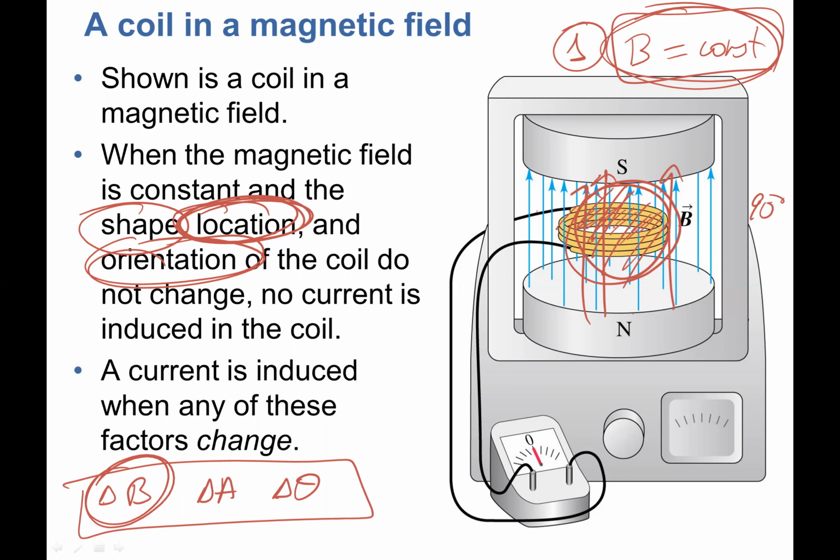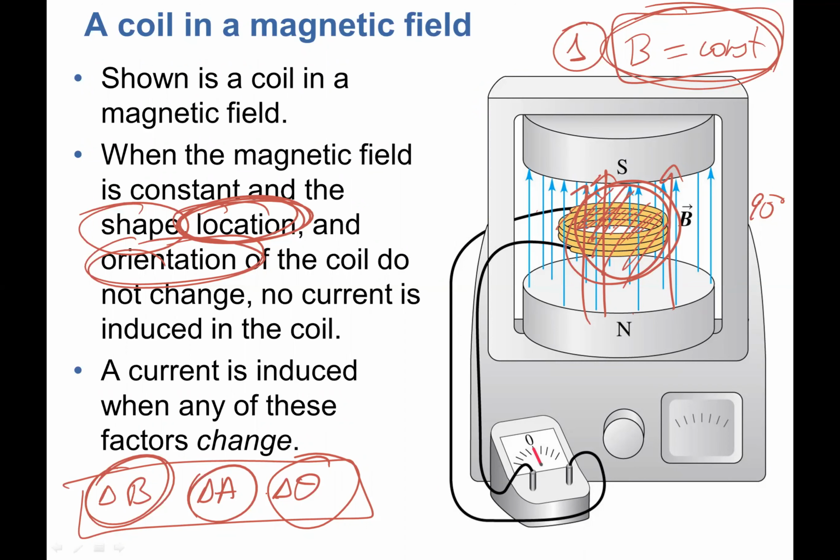changing the location of the coil of wire itself, right? You're changing the magnetic field. You change the area, that means changing the shape. You're changing the magnetic field strength, and again, you have induced current. Orientation change, again, gives you induced current.